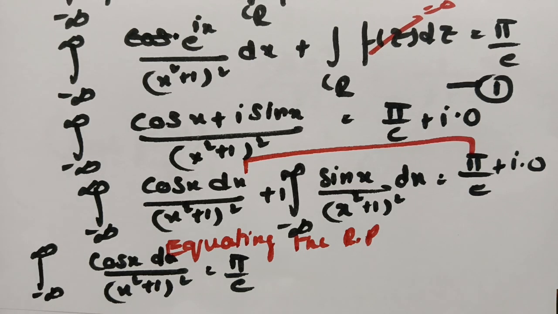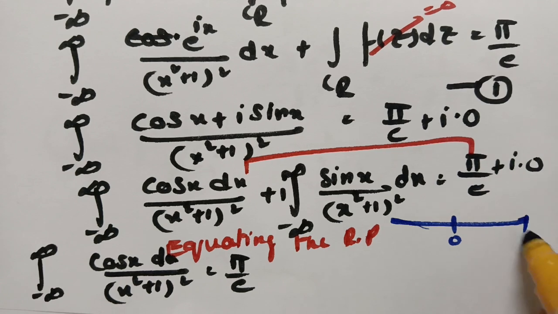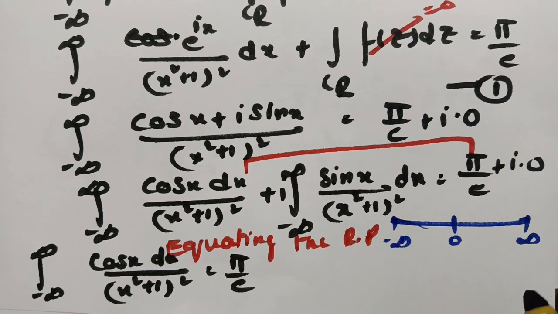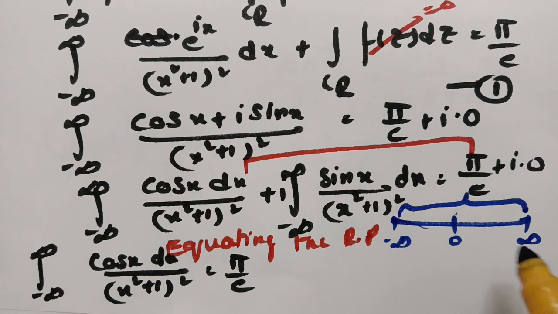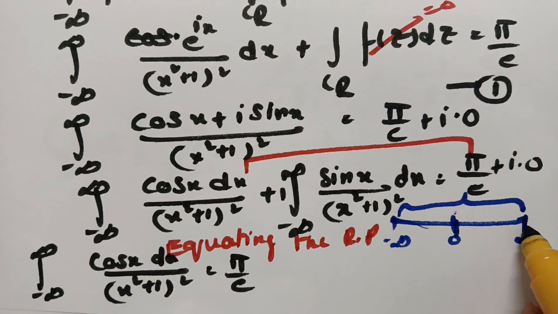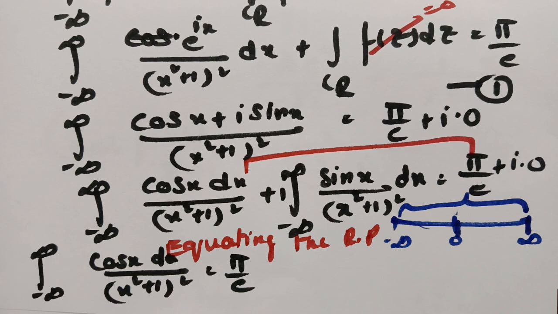I am telling you one thing here. If you see, this is the origin, this is infinity, and this is minus infinity. The distance from 0 to infinity is the same as the distance from 0 to minus infinity. In order to calculate from minus infinity to plus infinity, it is equal to calculating from 0 to infinity 2 times, as it is an even function. So from minus infinity to plus infinity, I am writing this as 2 times of 0 to infinity.